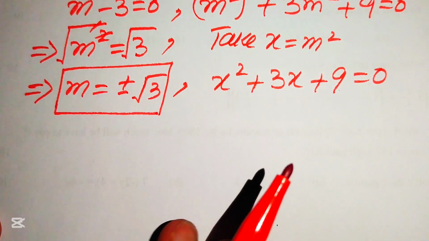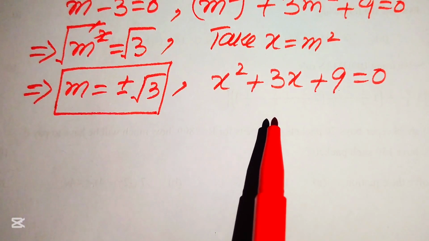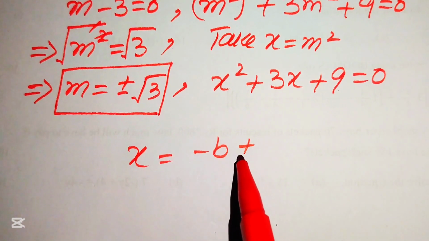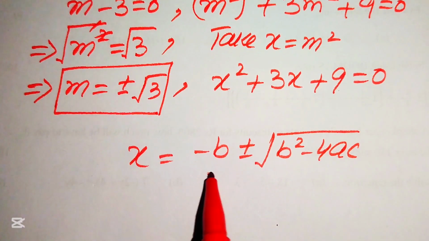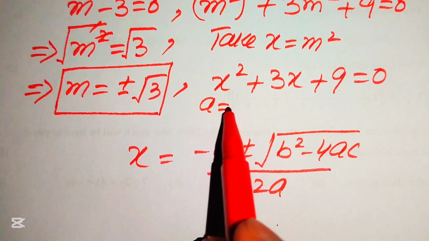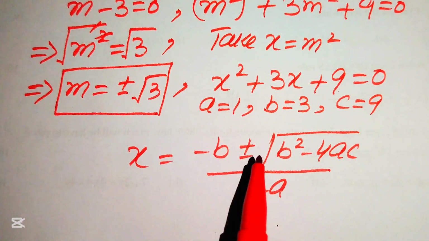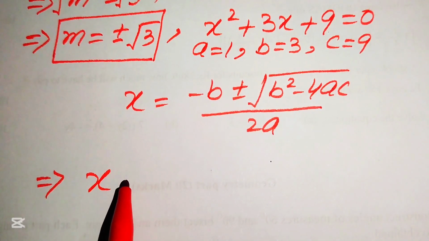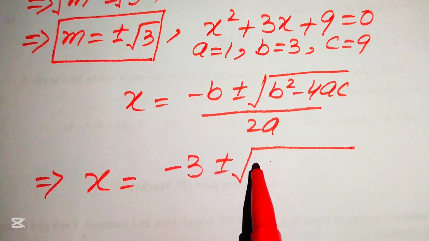And now this equation will become quadratic in the x variable, so we will solve this quadratic equation using the quadratic formula. The quadratic formula is stated as minus b plus minus square root of b squared minus 4ac, divided by 2a. And now we write the coefficients of this equation. Its coefficients are a equals 1, b equals 3, and c equals 9. So we put these values of a, b, c here, and it will be written as x equals minus b. The value of b is minus 3 plus minus square root of b squared.